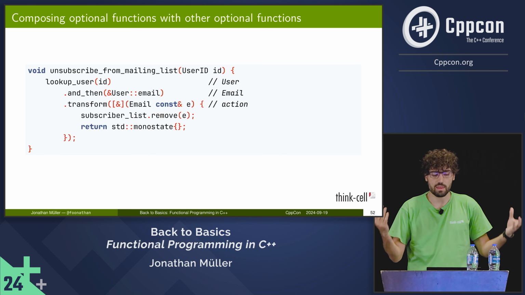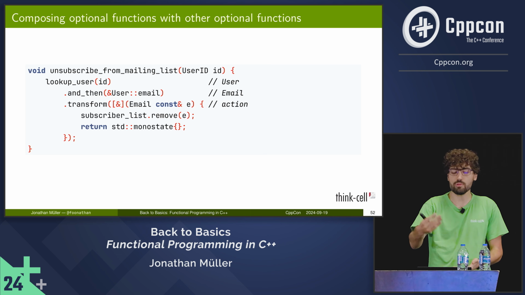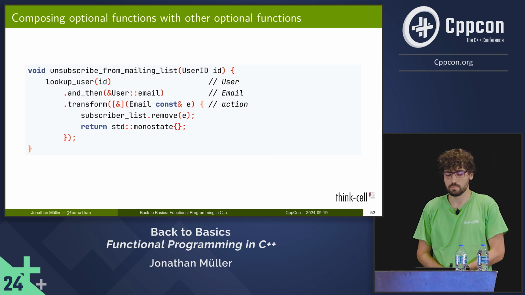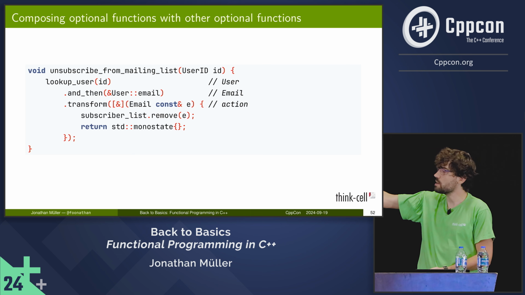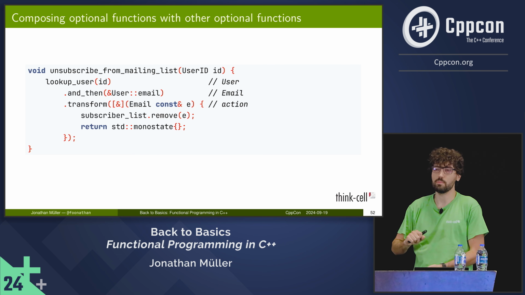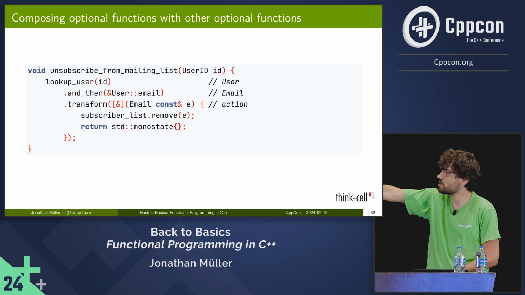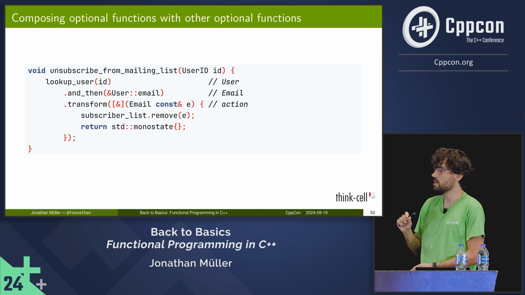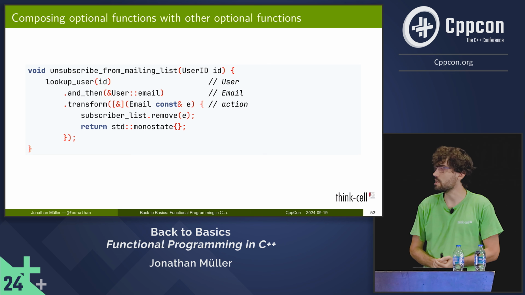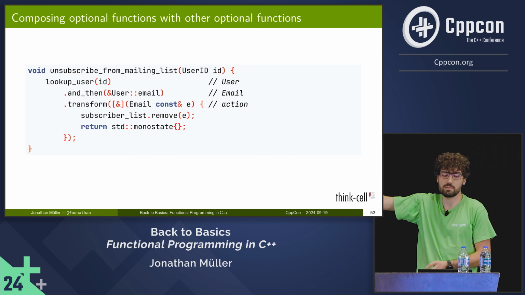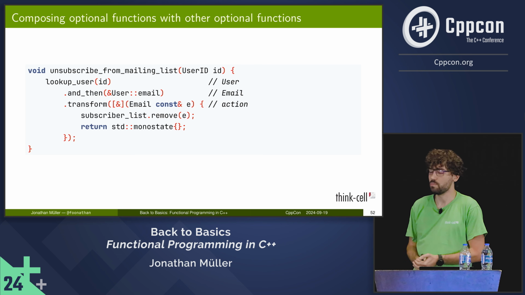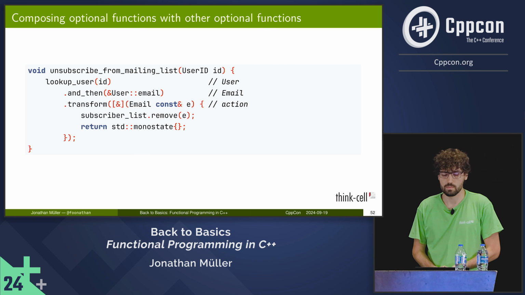And now we can put the entire thing back in our pipeline and say we look up the user, and then we look up the email, and then we do our action. And now we've got two failure points in our pipeline. The lookup user can return nothing, or the user email can return nothing. And in either case, we will not invoke the final transform because our optional is empty. Right? And it's also clearly marked which places in our pipeline can fail. Only the ones marked with and then. The final transform cannot fail because it doesn't use and then.